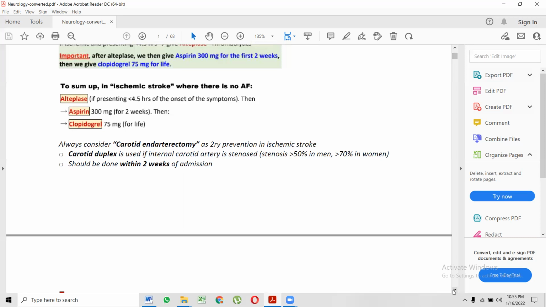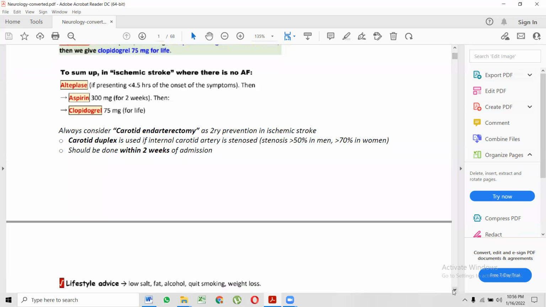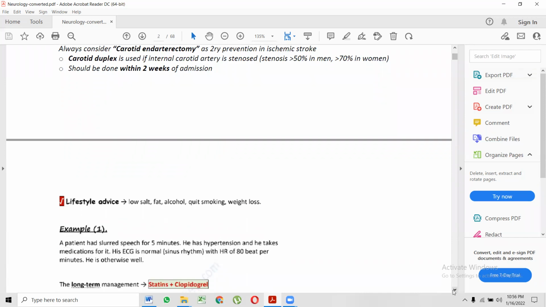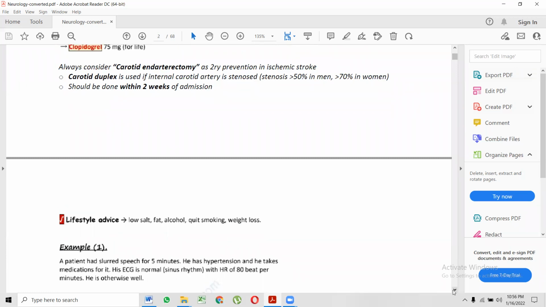So what is the criteria for carotid endarterectomy? If the stenosis is more than 50% in men and more than 70% in women, then carotid endarterectomy needs to be performed within 2 weeks of admission for secondary prevention of ischemic stroke. The other management of ischemic stroke includes a low salt and fat diet, quitting alcohol and smoking, and weight loss.